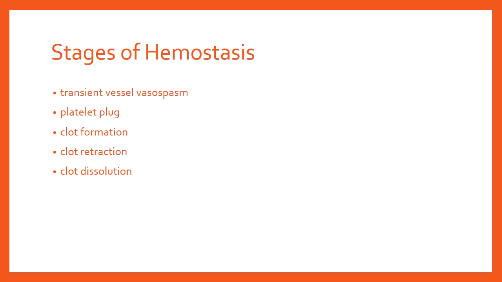The stages of hemostasis are the following. To achieve hemostasis, we will see that transient vessel vasospasm occurs, and this allows, just very briefly, to stop or slow down the blood flow outside, and then formation of the platelet plug will follow, and then formation of the clot.